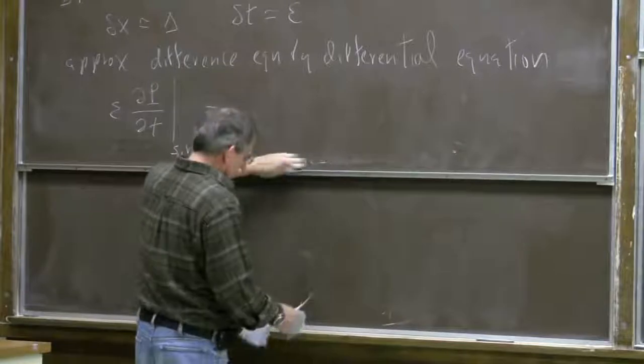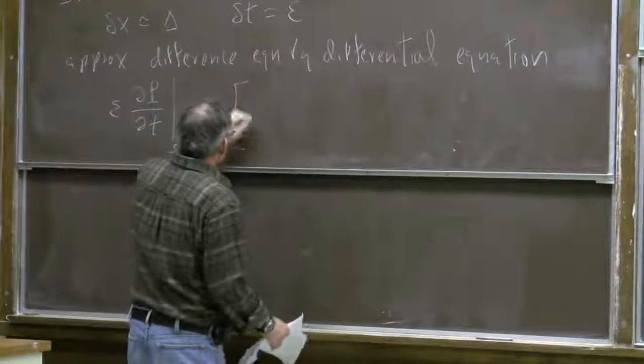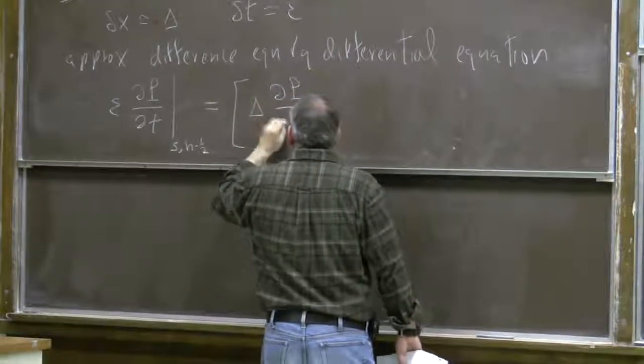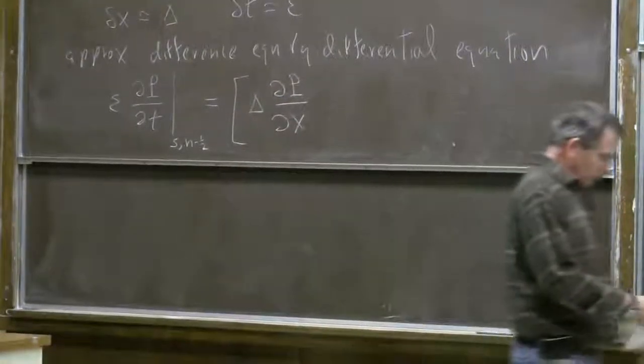And what I have on the right-hand side, I can think of as the lattice spacing delta times the partial derivative of the probability distribution with respect to x.